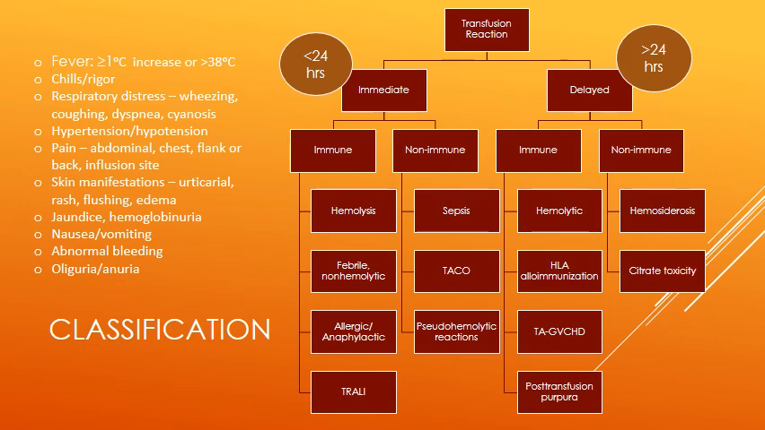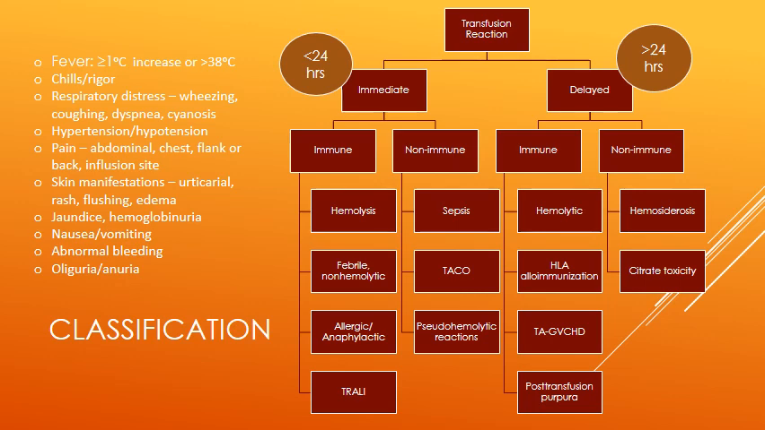Okay? And then we further break down whether it's immediate or delayed into whether it's immune or non-immune. When we're talking about immune, we're saying that there's some antibody-antigen reaction occurring that is actually causing the reaction, as opposed to non-immune, where the patient is having a reaction that's causing some symptoms, but it is not related to an antibody-antigen reaction associated with the red blood cells. So again, we can further break it down. We basically have four types: an immune immediate, a non-immune immediate, an immune delayed, and a non-immune delayed.